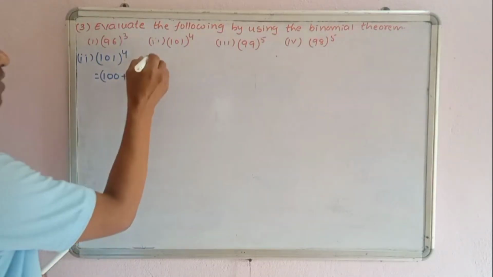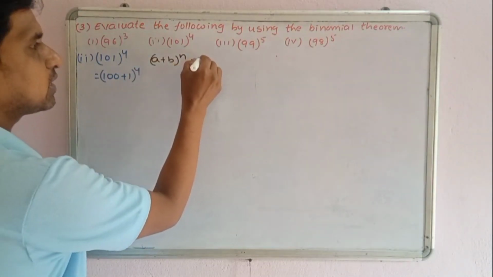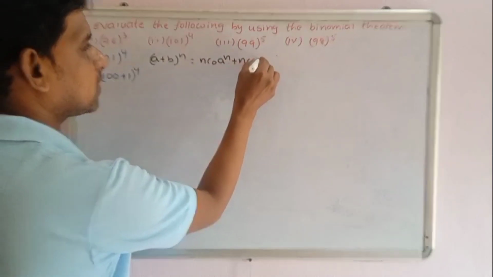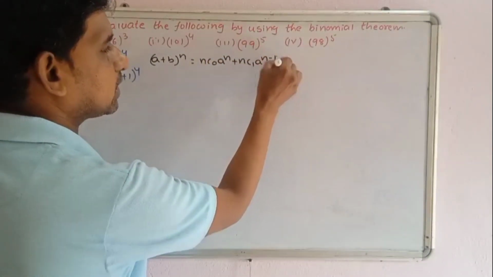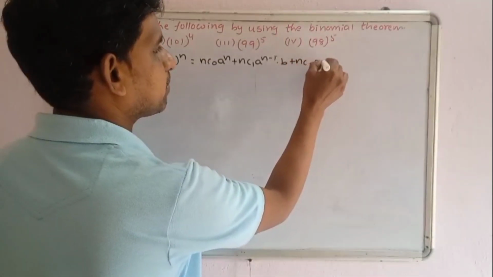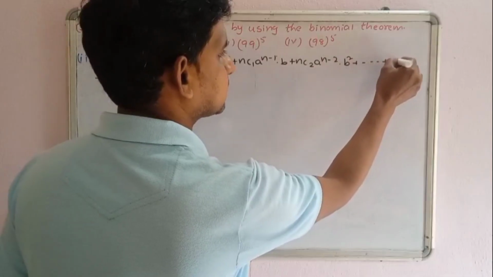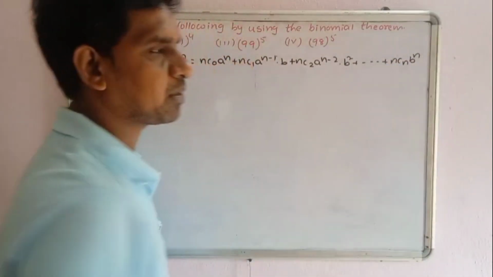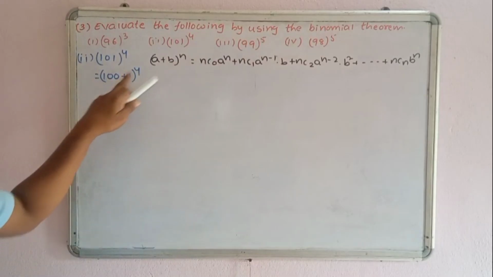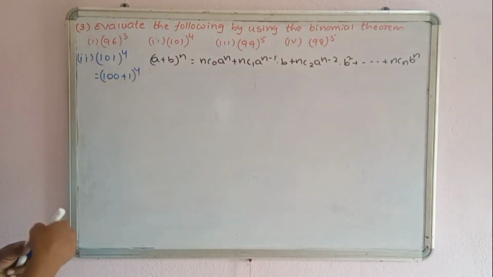What is the formula of a plus b whole power n? A plus b whole power n expansion is nC0 a power n plus nC1 a power n minus 1 multiplied with b plus nC2 a power n minus 2 b square plus ... plus nCn b power n. This is the formula. So compare this with a plus b whole power n: a is 100, b is 1, n is 4.